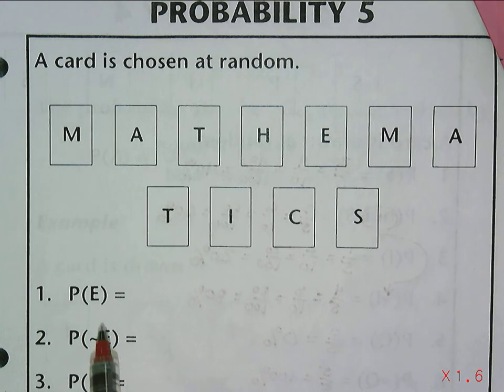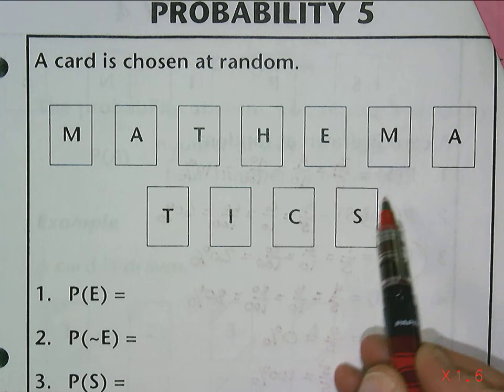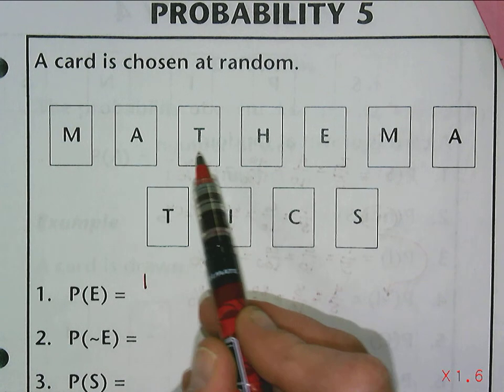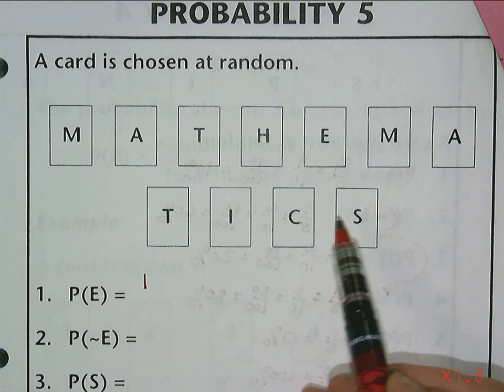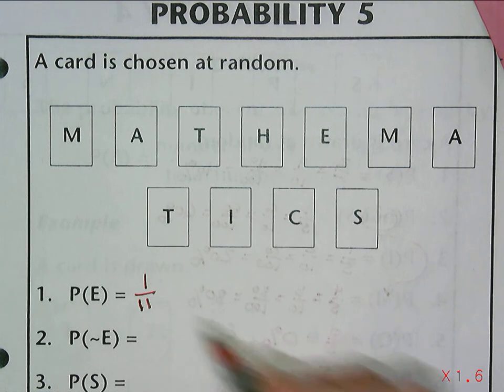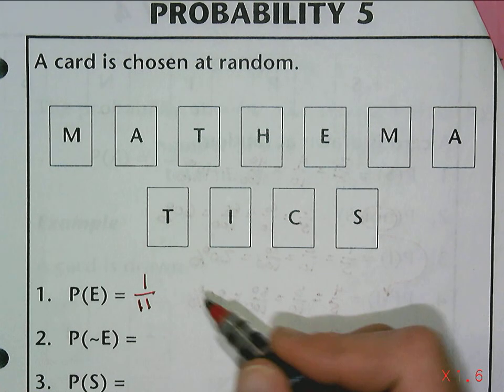So the first one, the probability of choosing an E out of the deck. It looks like there's only one E. And the question is, how many cards are there? 1, 2, 3, 4, 5, 6, 7, 8, 9, 10, 11. 1 out of 11. We're just going to leave these in fractions for now and not worry about the percents of these. So keep it simple.